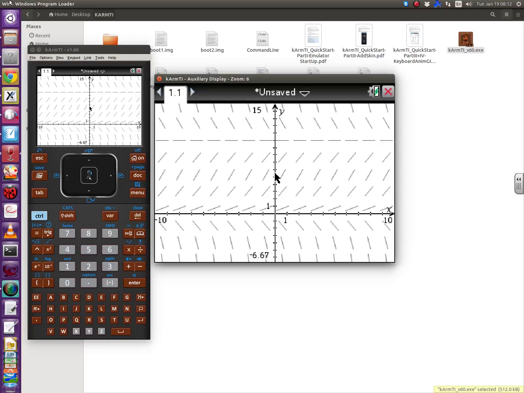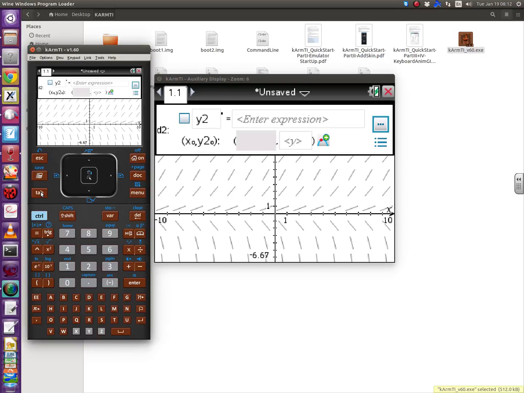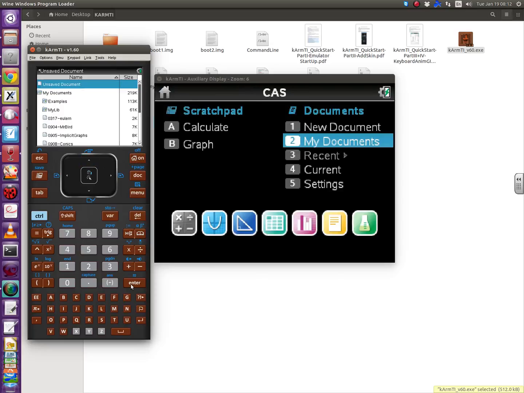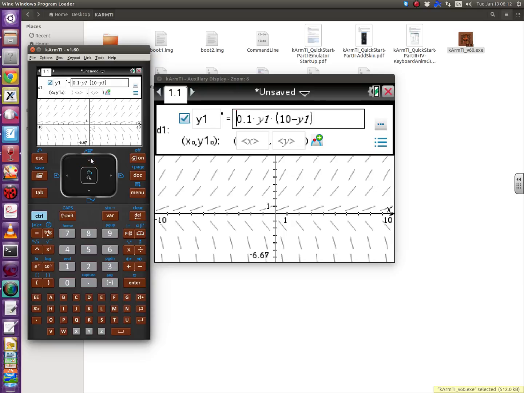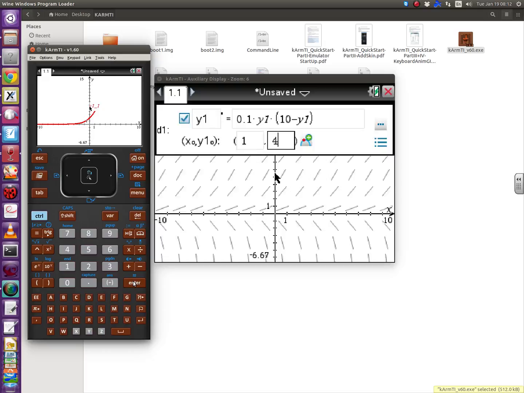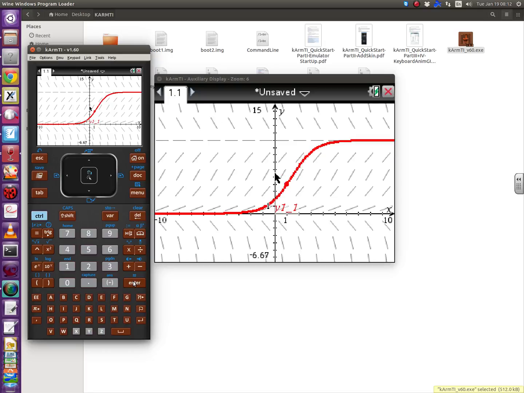And your solution, well, let's see. What if we put in 1, 4 they want? Here we go. Okay, go up here. Let's put in the 1, 4 and see what we get. And there you go. So if you start at 1, 4, it's graphing this one, so you can see the whole logistic curve.